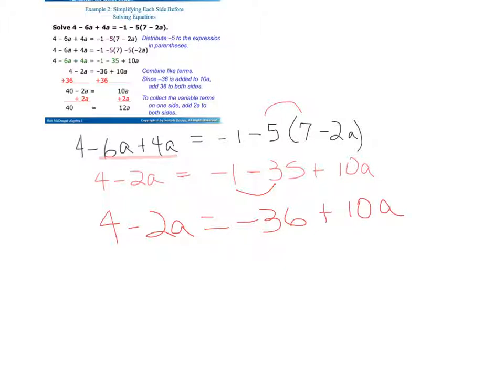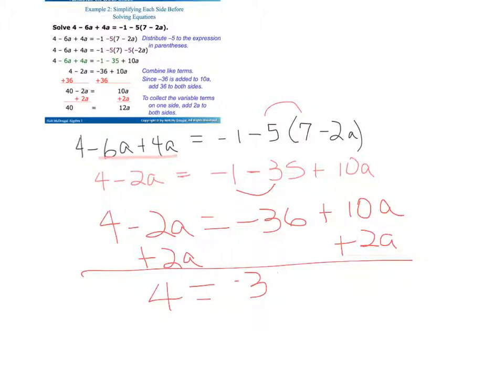Now I can begin collecting my variables on one side and my numbers on the other. Now, which way do you want to move that letter a, Vincent? To where the 10 is. Okay. 12a. We're going to try to make it positive. Good. Now, you can move it left. It's okay. But we're going to move it over here so our letter a stays positive. And then I get 4 equals -36 plus 12a.